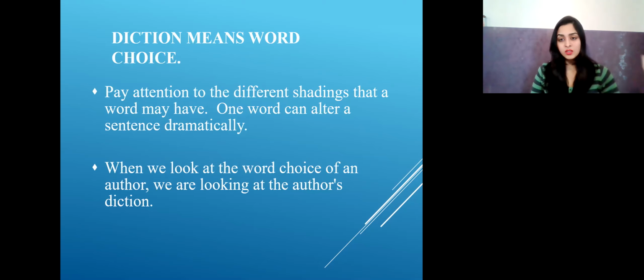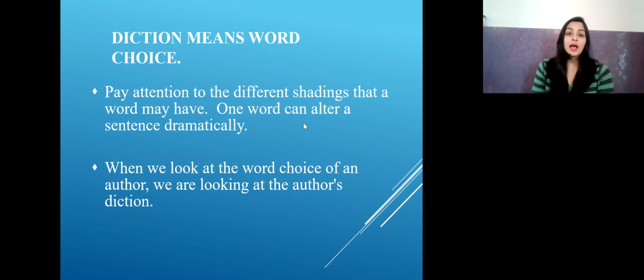Now, what's diction? This was all the introduction. Now let's come to the main part of diction. Diction means word choice. To choose the correct word in the correct situation, in the correct manner, in the best possible way is known as diction. Pay attention to the different shadings that a word may have. One word can alter a sentence dramatically.